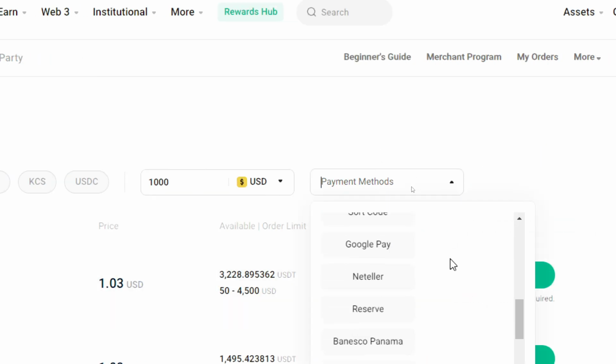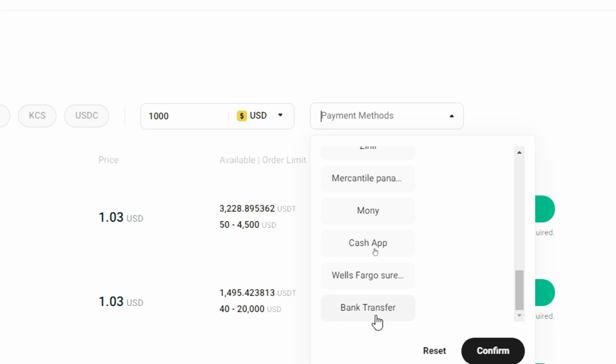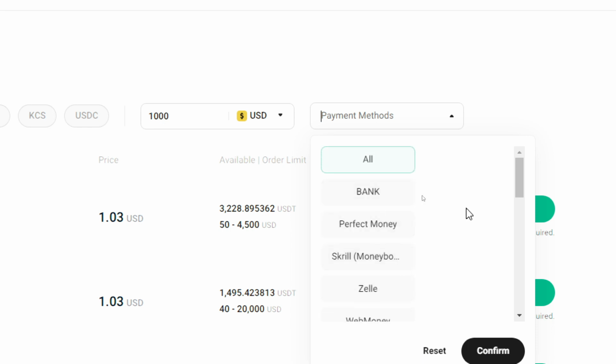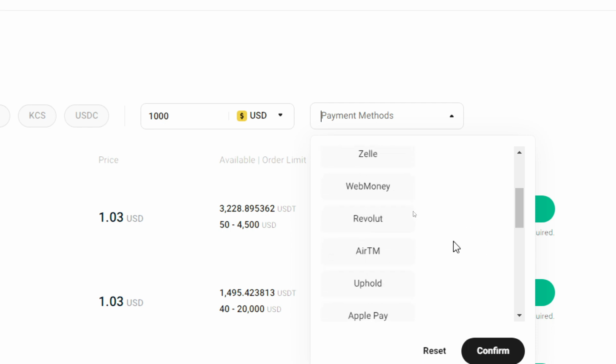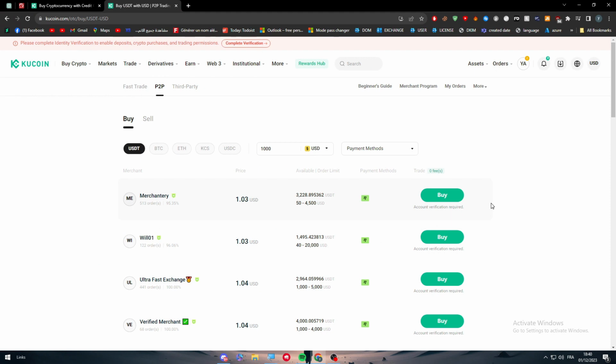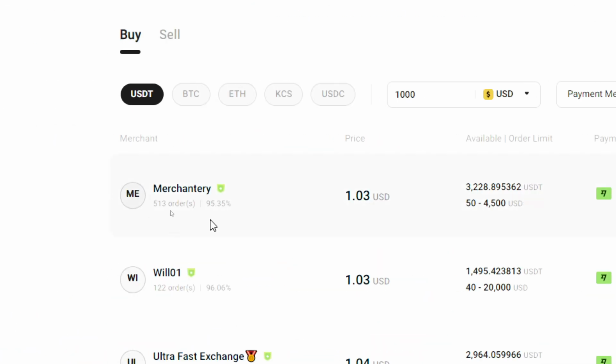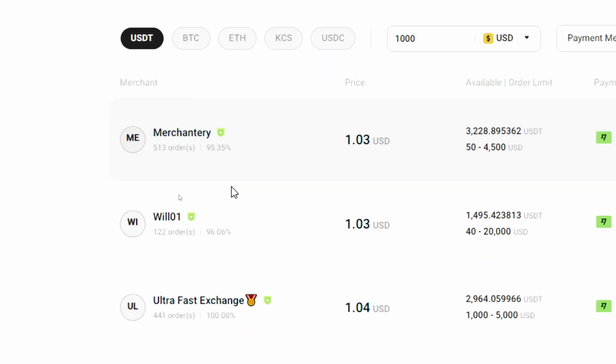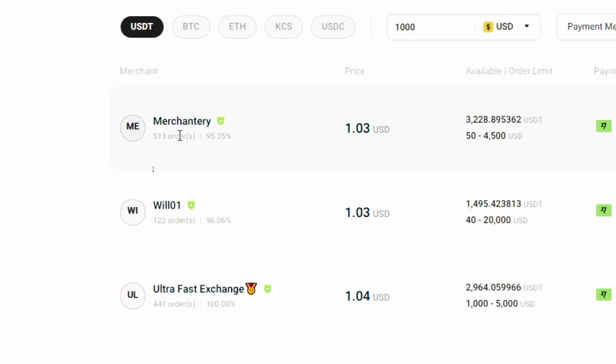And here basically the payments you would have are dozens, from bank, Perfect Money, Skrill, Zelle, Web Money, Revolut, Cash App, Apple Pay, Google Pay, and more. And then the next thing to do, after you filter it, is to look at the merchant and see if he has this verified icon. Also, you have to check his orders and the completion ratio.